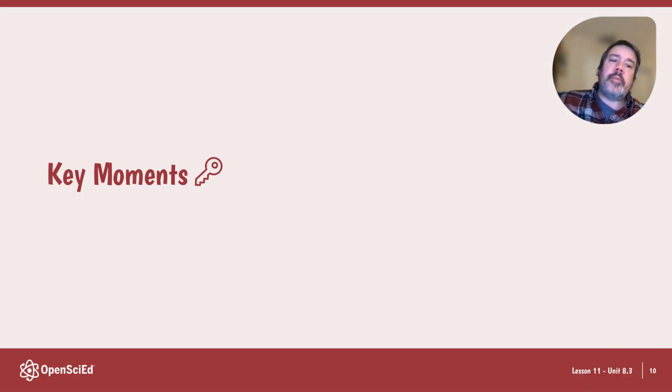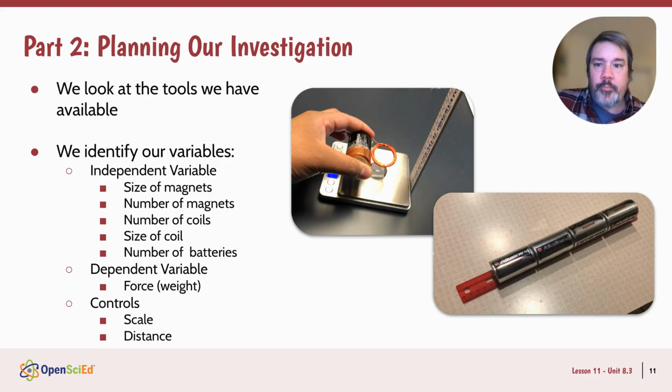So let's take a look at some key moments. There's a lot going on in this lesson. In part 2, we navigate in and look back to see what other variables we were curious about. That leads us to part 2, where we plan our investigation. We work in groups and look at the tools we have available again. We're going to use the same setup to measure force, the scale with the magnet taped with the ruler, except this time we have access to a lot of other things, like different size magnets.